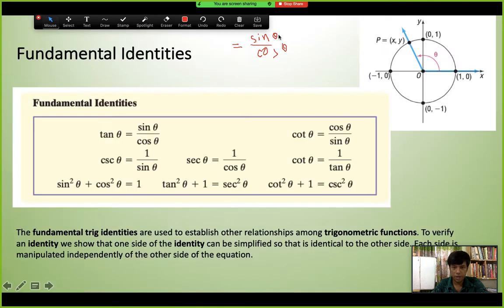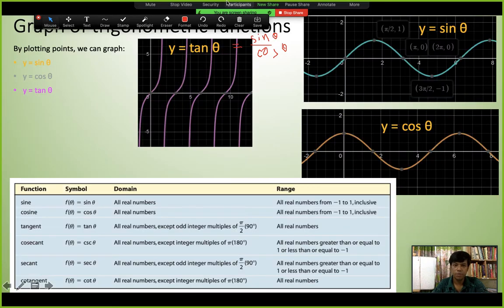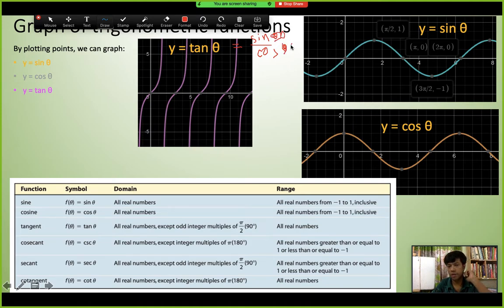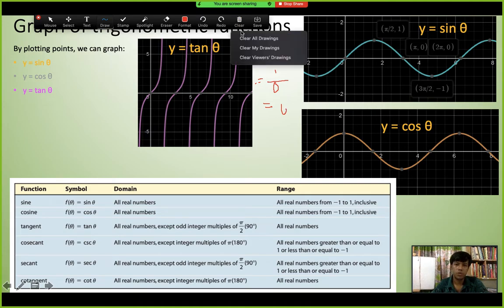if we put 90 degrees here instead of theta, just showing you for building your concept. Why is it undefined? If we put 90 degrees here, then sin 90 degrees equals 1, cos 90 degrees equals 0. That's why this value is undefined. 1 divided by 0. Anything divided by 0 is undefined. Okay, so we have the undefined value.